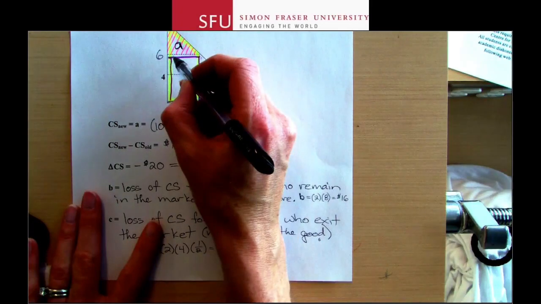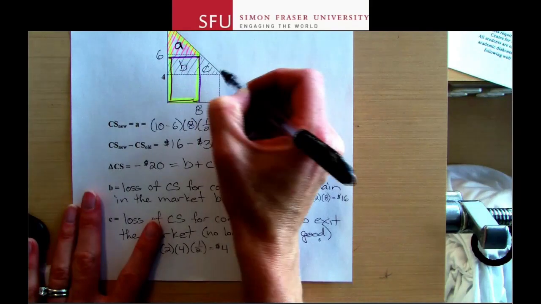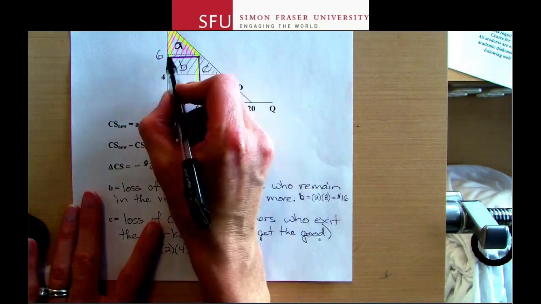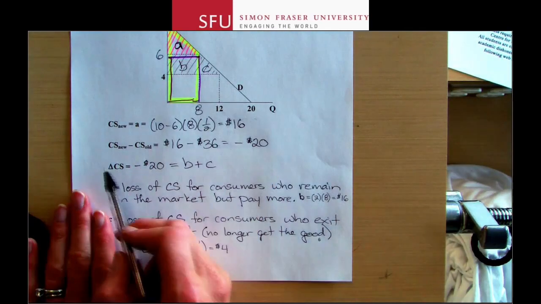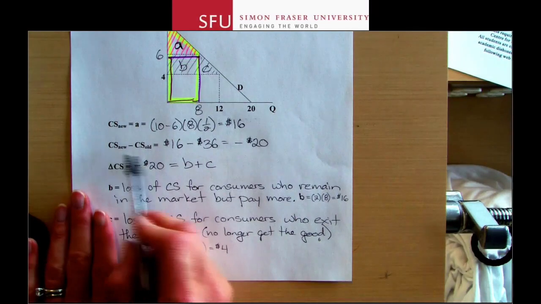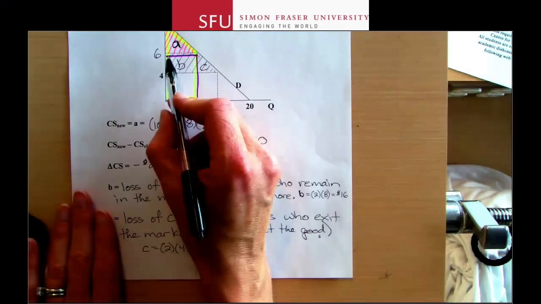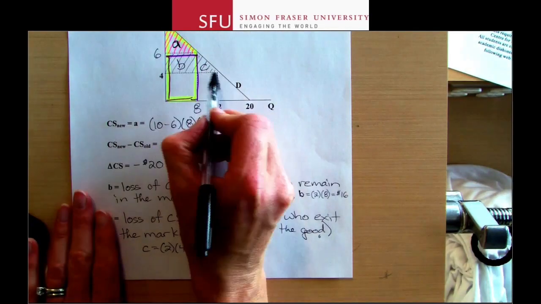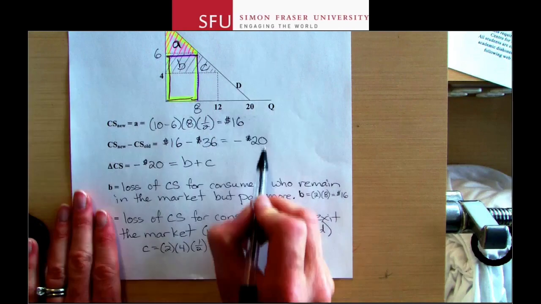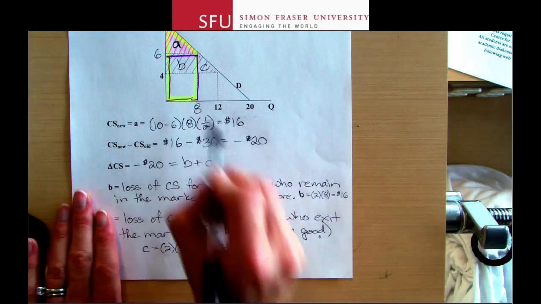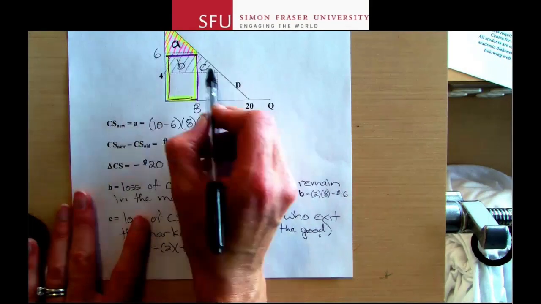So it used to include this when the price was 4, and now it does not include that. So delta just means the difference between what it is now and what it was before. Yeah, this here. And so this area here, the loss of consumer surplus, is equal to $20 because this triangle was $36 and this is $16. So this is $20.